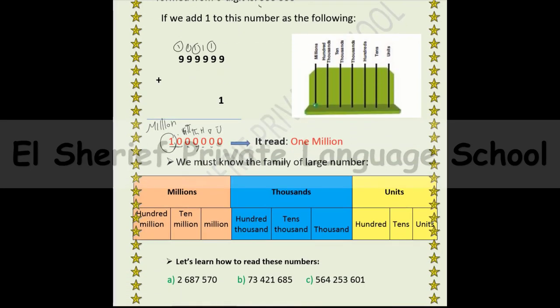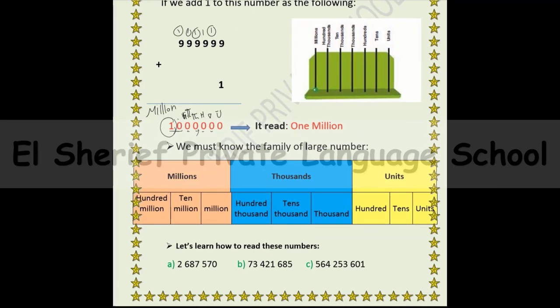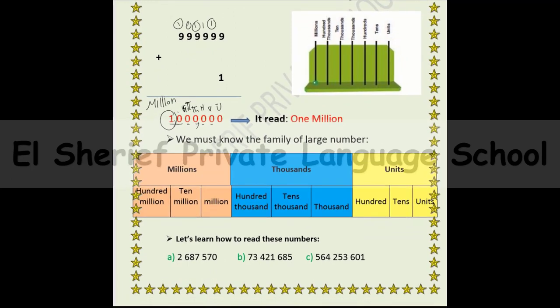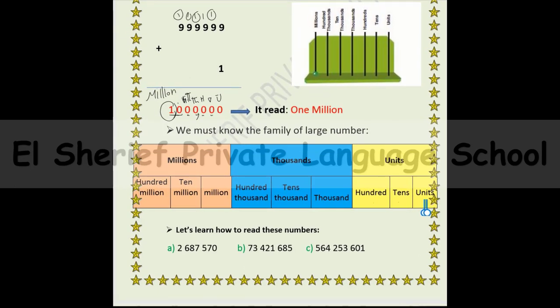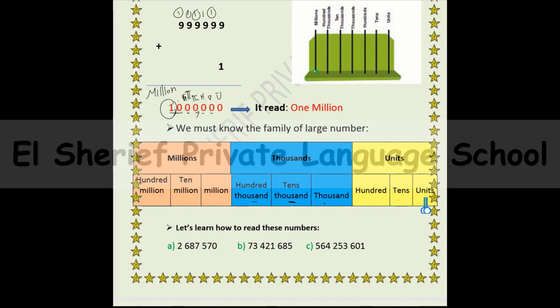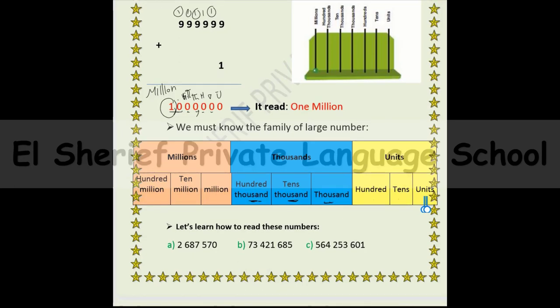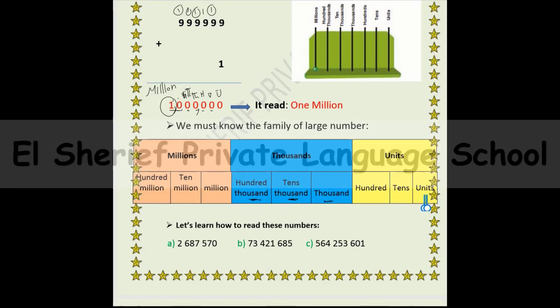Now we have 3 families for the large number. Units family consists of units, tens, hundreds, and the family of thousand is formed from the 1,000 place, 10,000 place, 100,000 place. And the third family is the millions family, formed from another 3 place values: million, 10 million, and 100 million.